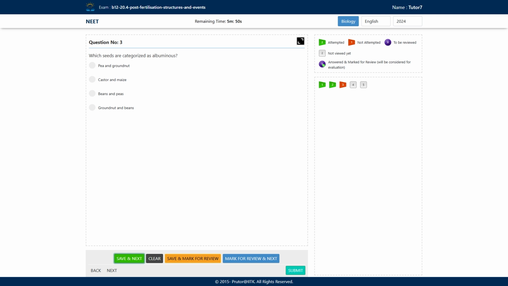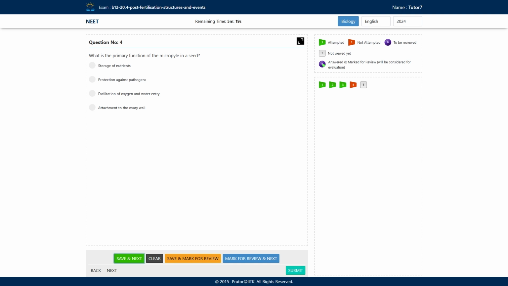Castor and maize are albuminous. Beans and peas both are ex-albuminous. Groundnut and beans, so beans is again ex-albuminous, but the groundnut is albuminous. So the one option, castor and maize, they both are albuminous. So we will opt for this as the correct answer. We'll save and move to our next question.